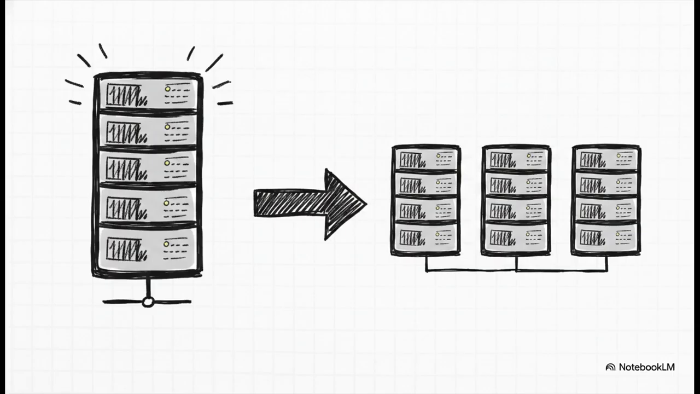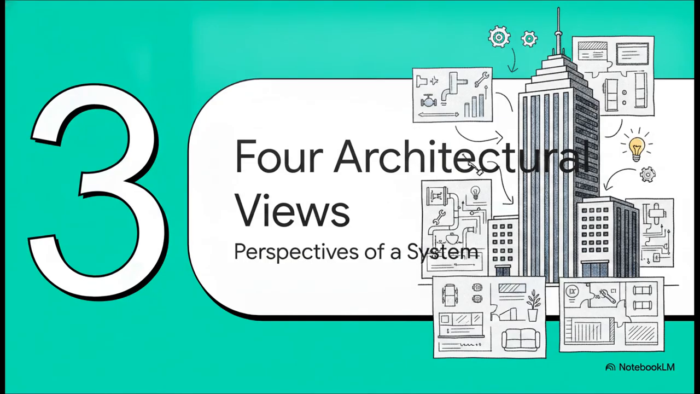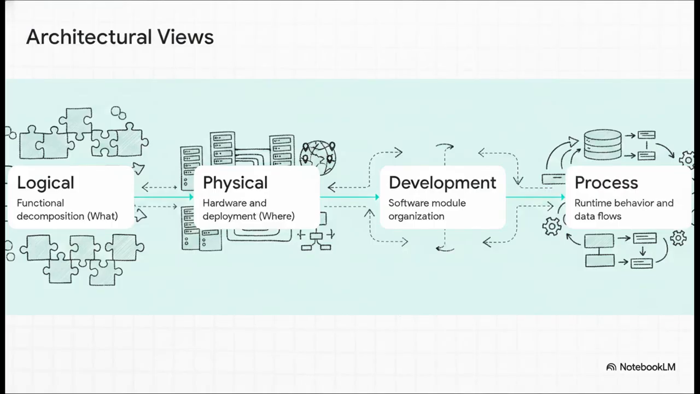All right, Section 3. 4 architectural views. Think about it like this. A physical skyscraper needs different blueprints for the plumbers, the electricians, and the interior designers, right? Well, a software system needs different perspectives too. To get a truly holistic understanding before any code is actually written, teams need to look through 4 distinct lenses. Step 1 is the logical view, or the what.